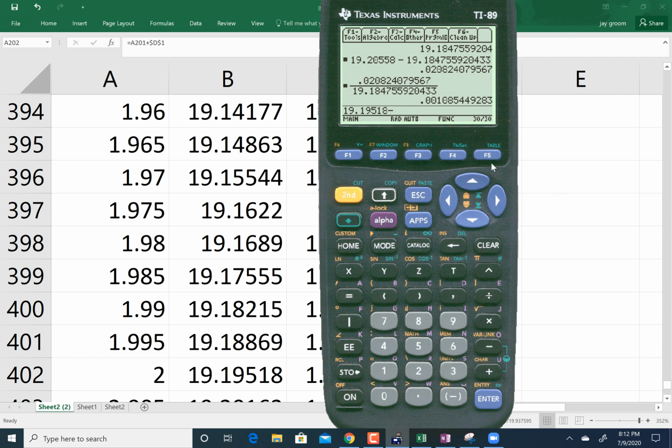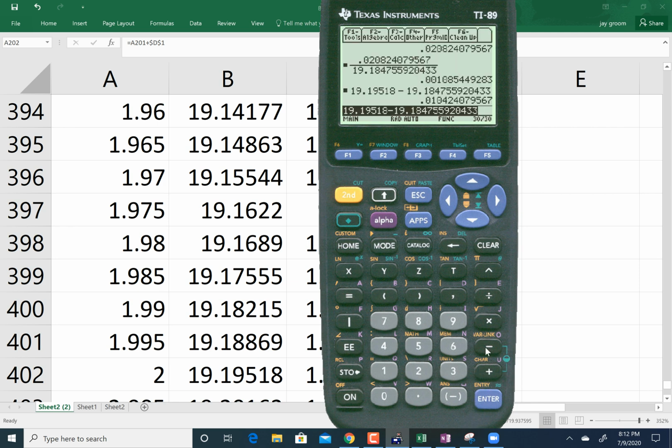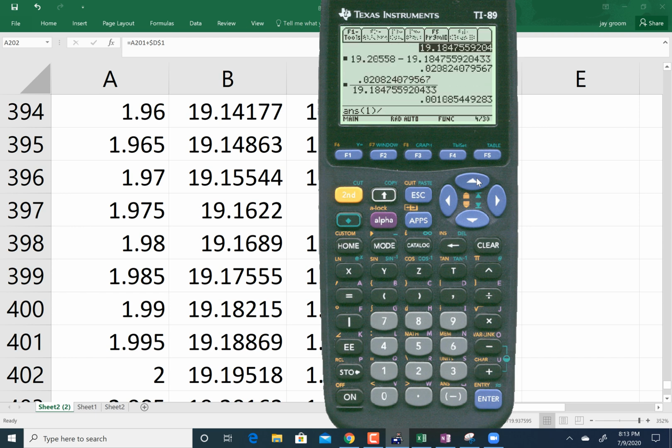So 19.19518 minus that guy, divided by that guy. And you can see we're off by 0.0005, so we're off by 0.05%. Okay, that's what they're looking for on those. Hope that helps.